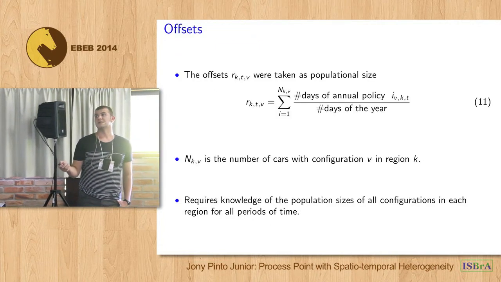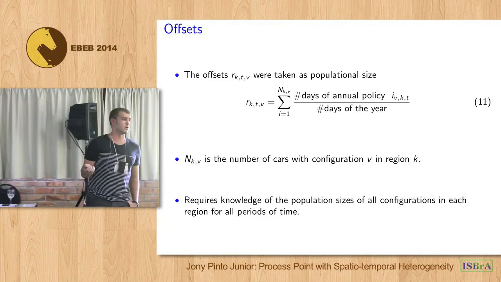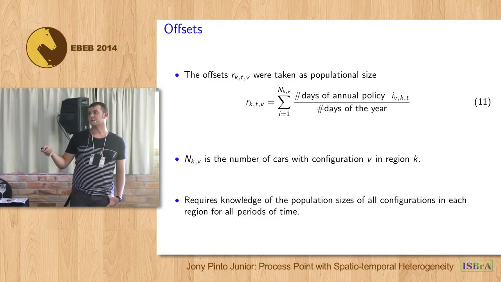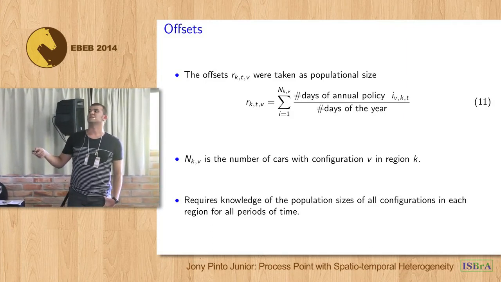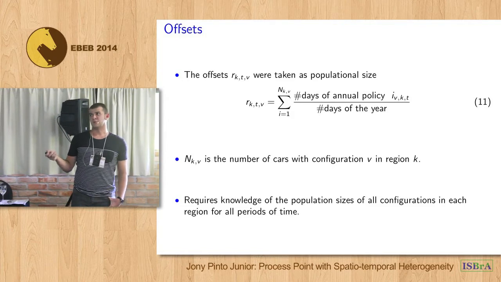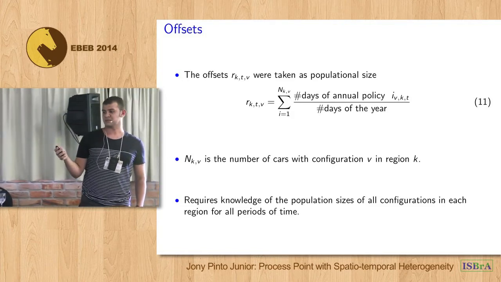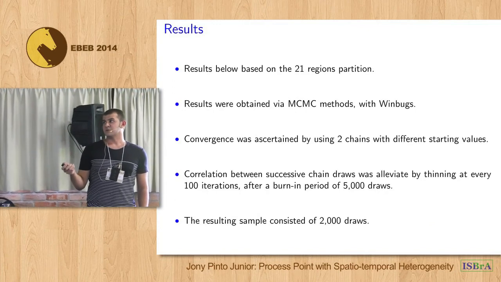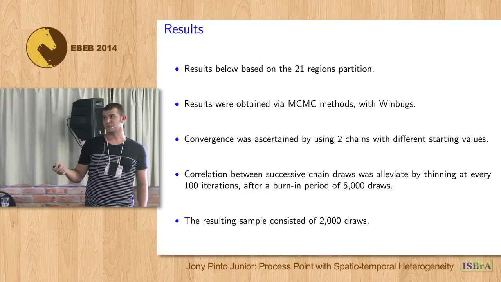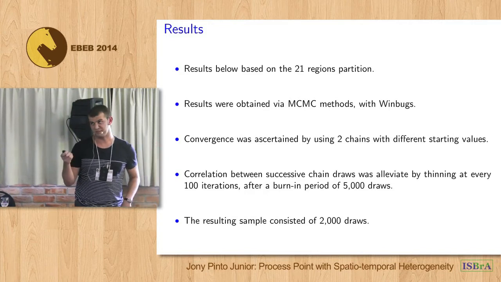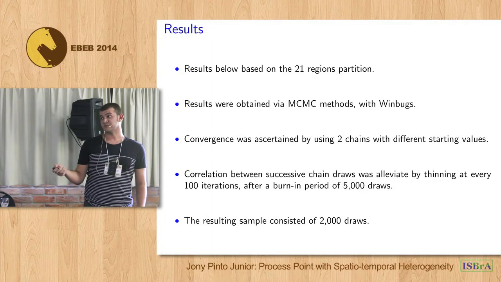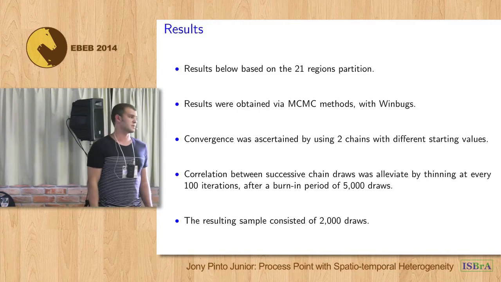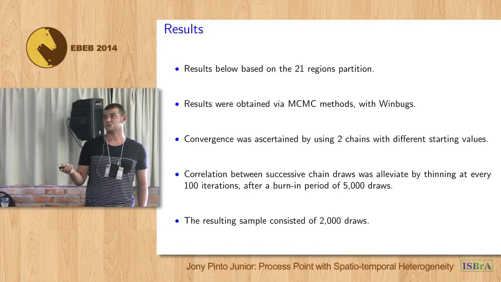The offset was taken as population size, so we have to know the number of days covered by insurers of all cars with configuration v in the region k in the period of time t. And to obtain this information is not an easy task. So the result I'm going to present is based on the 21 regions partition. We use the first 3 digits of the zip codes to obtain this partition. The results were obtained via MCMC methods using WinBUGS. We took care of convergence and correlations, and the resulting sample consisted of 2,000 draws.